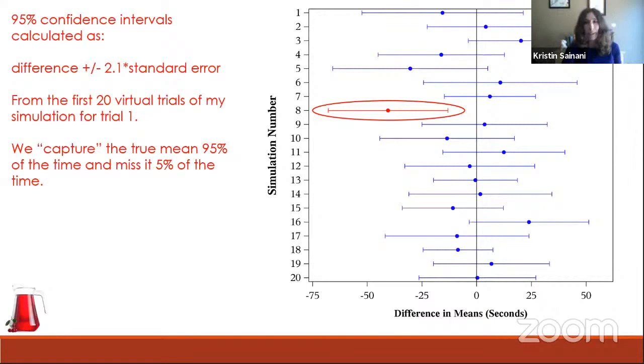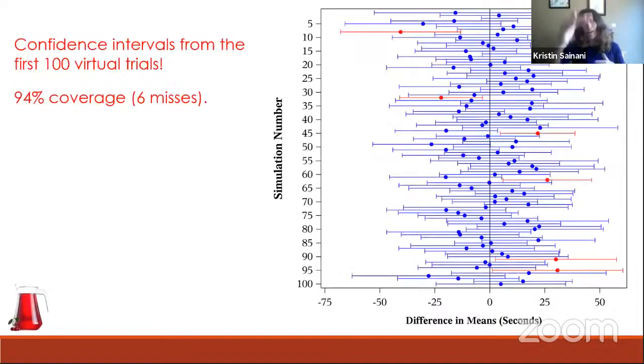Just for fun, because this makes a pretty picture, I then plotted 100 confidence intervals. It started to get a little cramped on that graph, but you can see that actually I missed the true mean 1, 2, 3, 4, 5, 6 out of 100 times. So I get 94% coverage. In the long run, this will be 95% coverage.